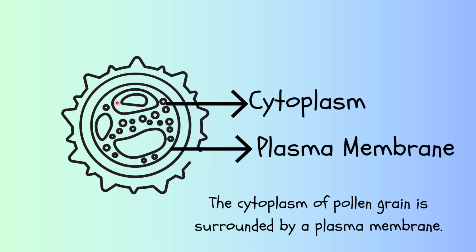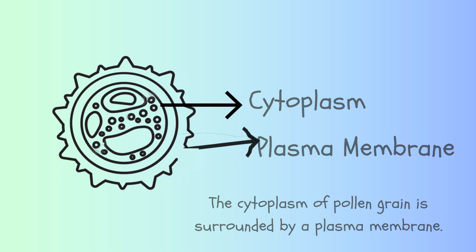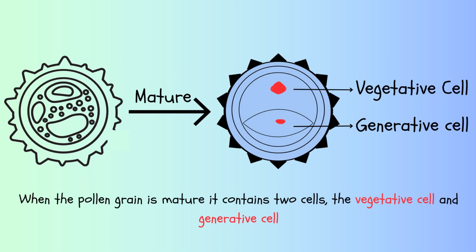Inside the pollen grain, we can see the cytoplasm, and this cytoplasm is surrounded by the plasma membrane. When the pollen grain is mature, it contains two cells: the vegetative cell and the generative cell.